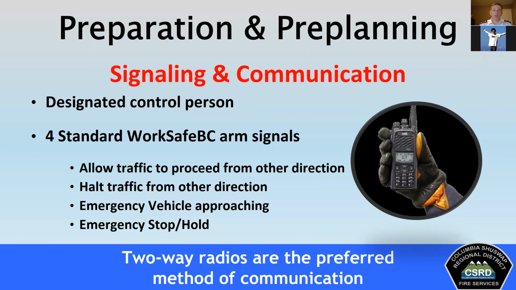We're going to go through a couple of different kinds of traffic signals. There are 4 standard WorkSafe BC arm signals. How do we allow traffic to proceed from the other direction? How do we halt traffic from the other direction? There's an emergency vehicle approaching, and an emergency stop and hold. Understanding those 4 hand signals is important to doing the job. And as it says at the bottom there, two-way radios are the preferred method of communication.